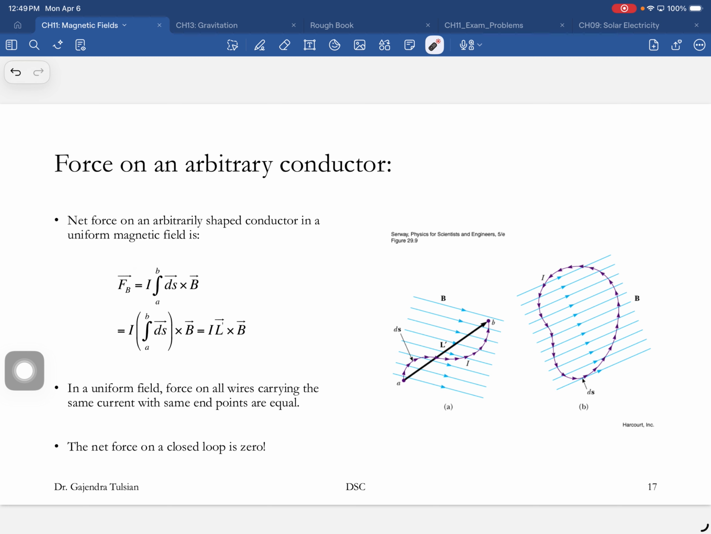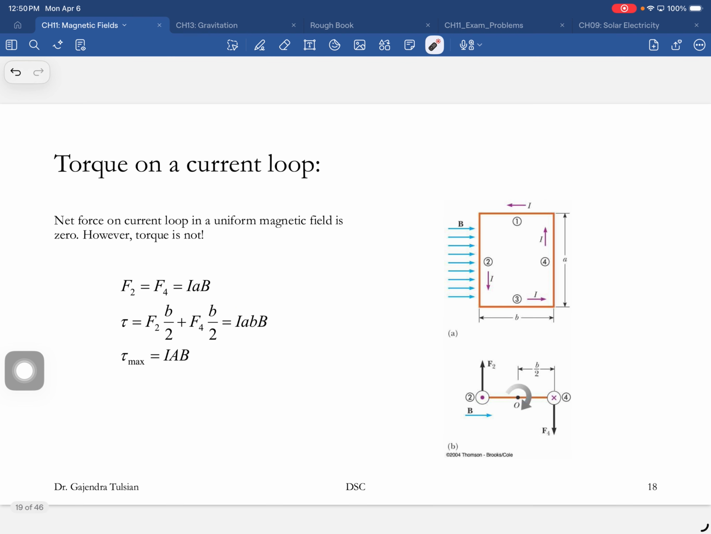What would be the force on a closed loop? L prime, what would L prime be for a closed loop? It would be 0. So the net force on a closed loop is 0. However, it turns out that the torque is not 0.